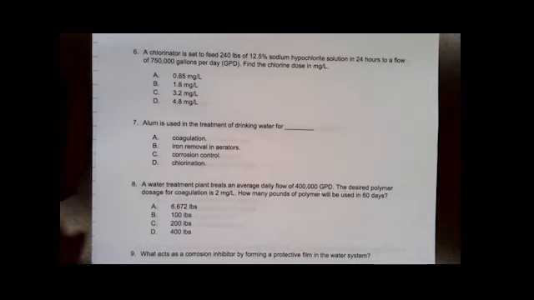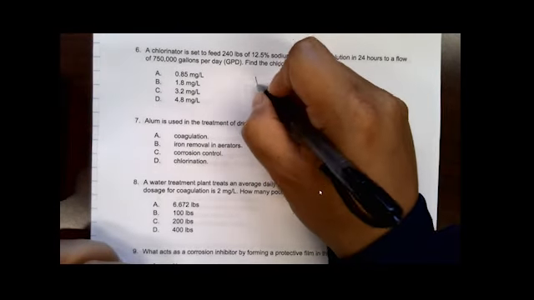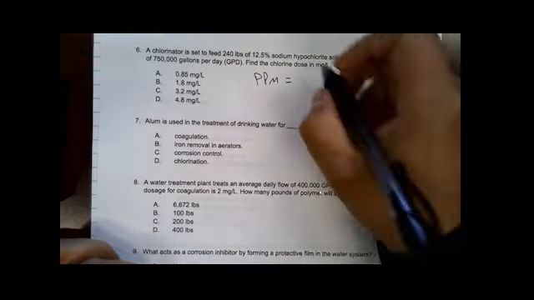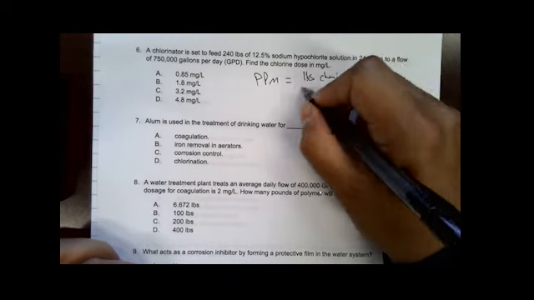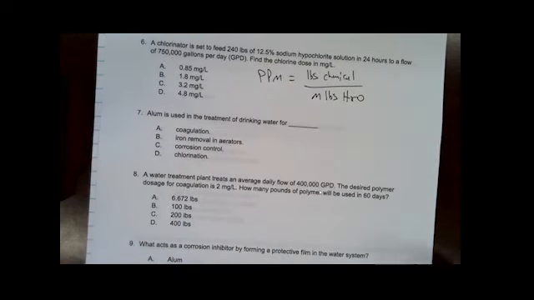So with these dosage calculations, there's a couple of steps that you want to follow. We know that we're going to be using the parts per million equation. PPM is equal to pounds of chemical per million pounds of water. This can be found right on our formula sheet, second page, where we have our parts per million equation: pounds of chemical per million pounds of water.